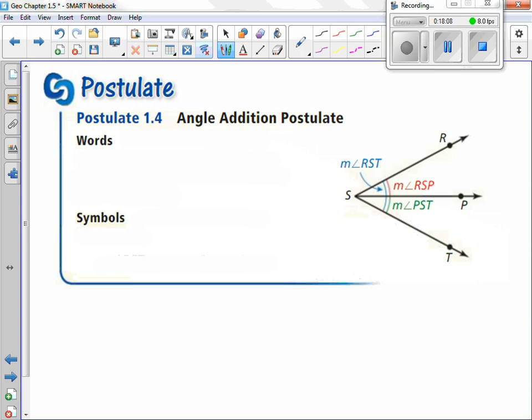Angle addition postulate. I'm going to turn the lights back on, you'll all be blinded. Okay. Looking at this here, what can you guys guess the angle addition postulate is?